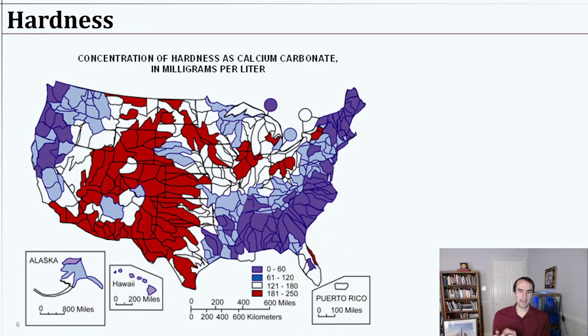Another way it matters is we use equilibrium chemistry, solubility chemistry, all of these things in dealing with and understanding hardness. So water hardness, just briefly, is essentially the mineral content of water. So how many minerals have dissolved into water.